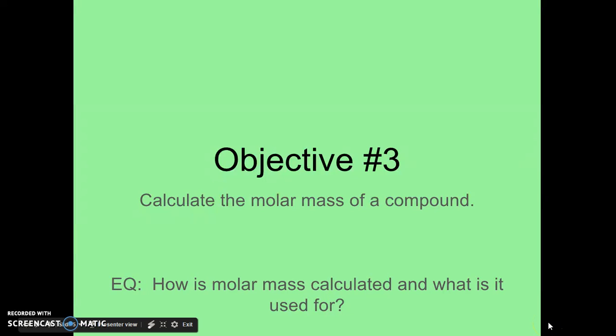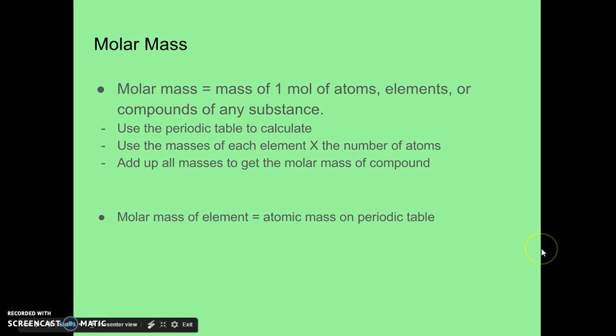Alright, here's the second screencast for stoichiometry, objective number 3, calculating the molar mass of a compound. This is actually really easy to do, but you will need your periodic tables. So our essential question: how is molar mass calculated and what is it used for? You're going to see over the next couple of days what we use it for.